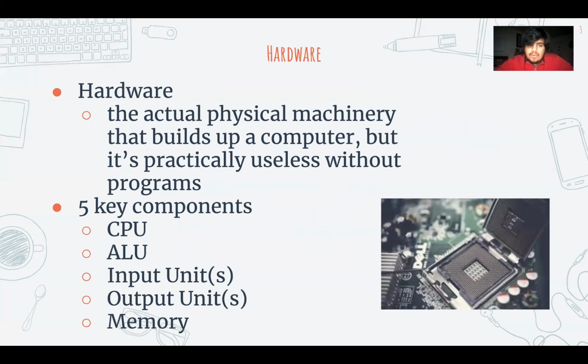So let's talk about hardware real quick. Hardware is the actual physical machinery that builds up a computer. But again, it's practically useless without programs, as I said, right? So we need to program things, and people can use a variety of different languages to program that hardware. And those hardware parts have very specific components or functions. There are five key components that we're going to be talking about: CPU, ALU, input units, output units, and memory.